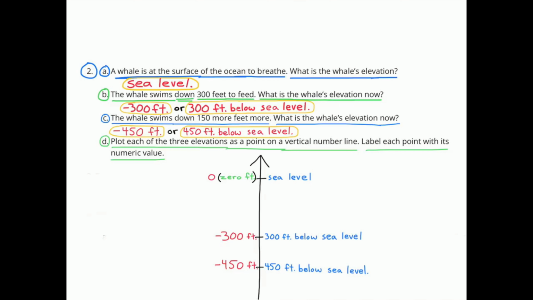D. Plot each of the 3 elevations as a point on a vertical number line. Label each point with its numeric value. The whale started at 0, which would be sea level. He went down 300 feet, which would have brought him to 300 feet below sea level, or negative 300 feet. Then the whale went down an additional 150 feet, making a total of 450 feet below sea level, or negative 450 feet.